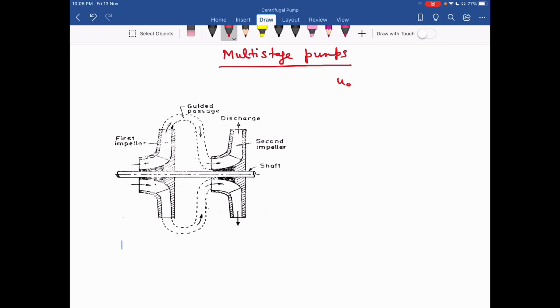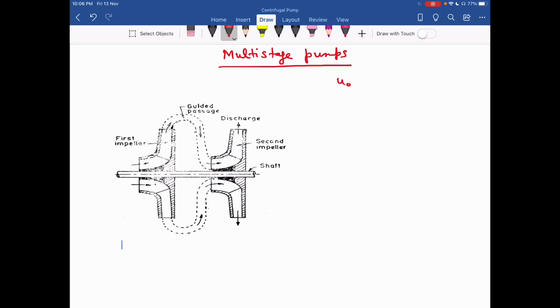So that means the discharge of one impeller or one pump, when we supply that to another pump, before that, or you can say in between these two pumps or impellers, we have to properly guide that water to the inlet of the next one. Okay. So to guide that water in between, we use a row of guide vanes.